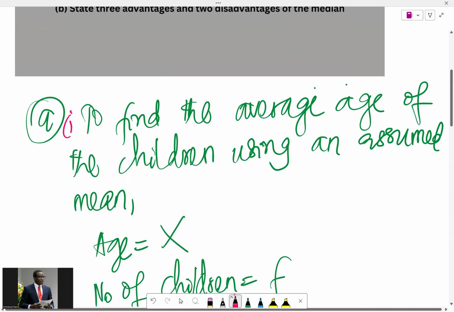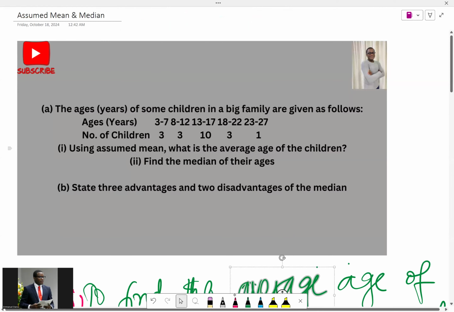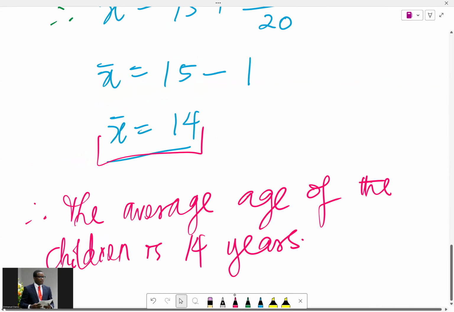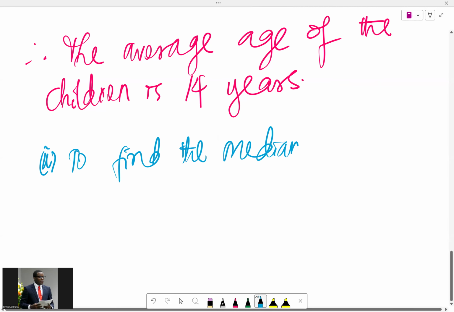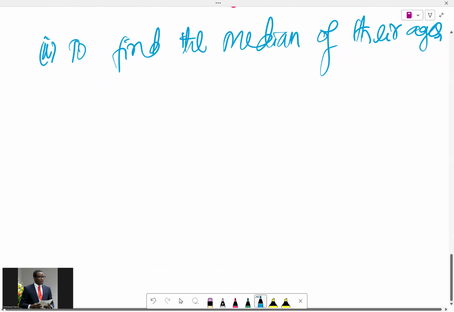So this is the first part of that now. The next thing, we want to find the median of their ages, still under A. Roman figure two, to find the median of their ages. In this case, we don't need a class mark. So again, let's go. We have x to be 3 to 7, and the frequency corresponding to that is 3.